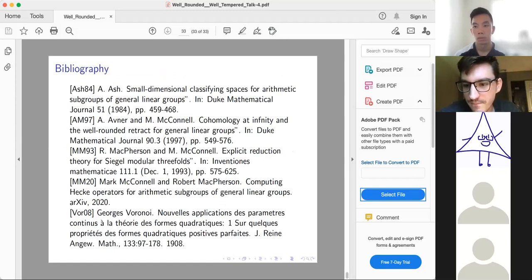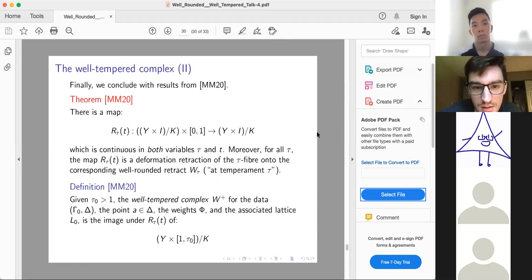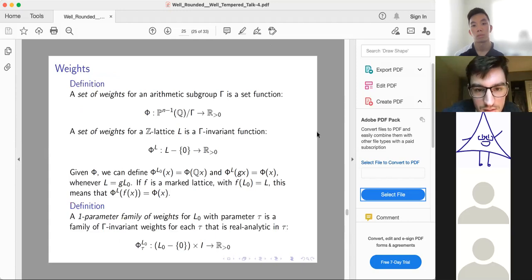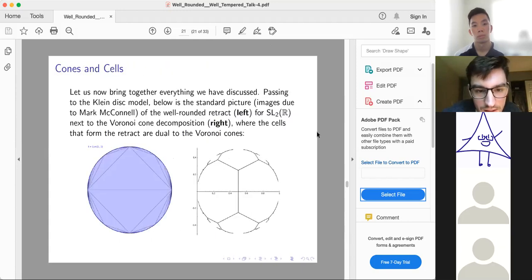Yeah, nice talk. Can I ask a question about the picture of the Voronoi decomposition and then the dual thing? Yeah, here. So I see how the picture on the right is the dual of the picture on the left, but I didn't fully understand why we expect such a relationship between the Voronoi thing, which doesn't seem to have too much relation to the well-rounded retract stuff. So could you say a little bit more about that?